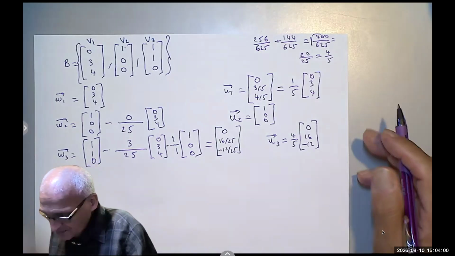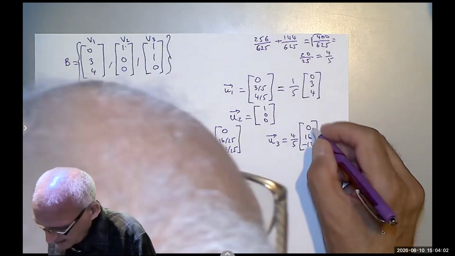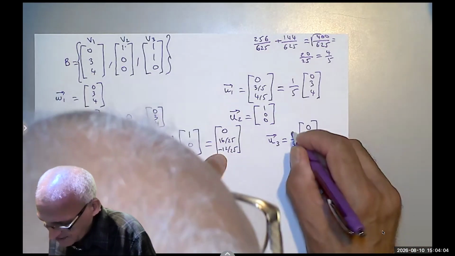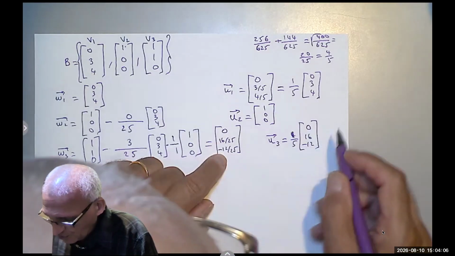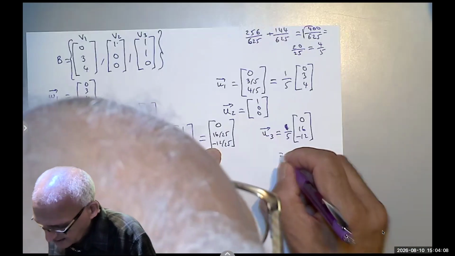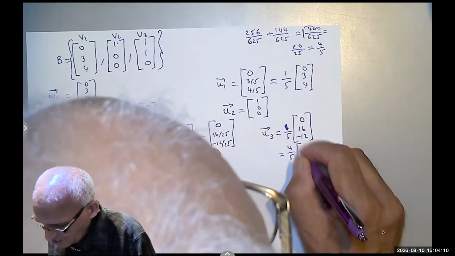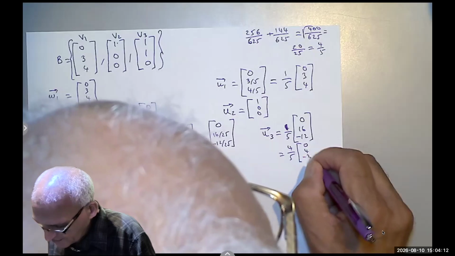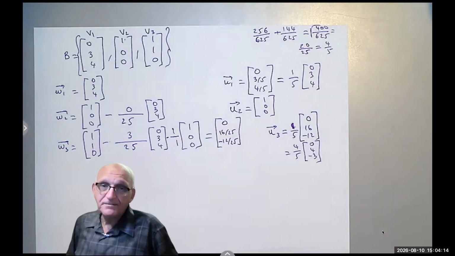Oh, I'm sorry, I already took the 1/5 out. Or I can take 4 out and write it as 4/5 over 0, 4, negative 3. So that's U3.